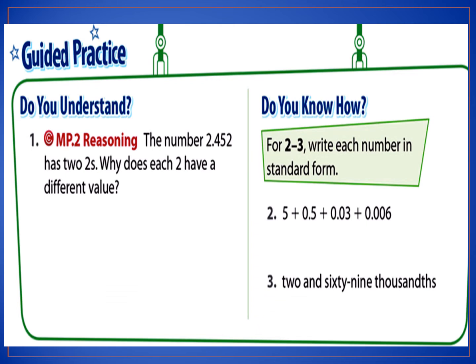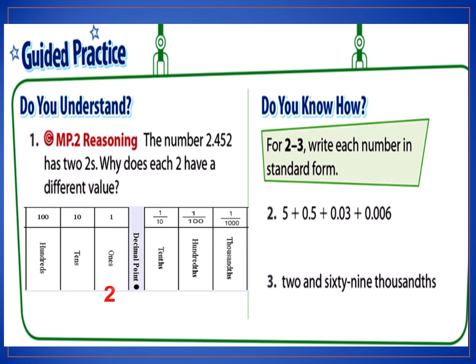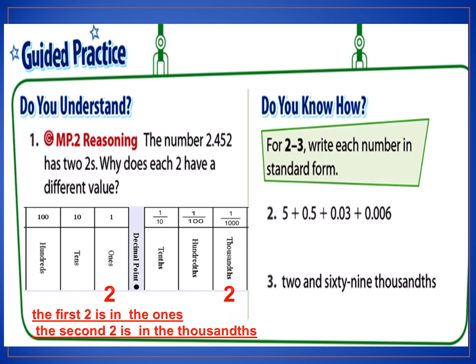7.306. Okay, let's solve the questions in the book now. Question number 1, he says the number 2.452 has two 2's. Why does each 2 have different value? Of course, guys, because they don't have the same place value. So the first 2, which is on the left, is in the ones place, and the other 2, of course, is in the thousandths place. So both 2's here don't have the same place value, so of course they will be different.